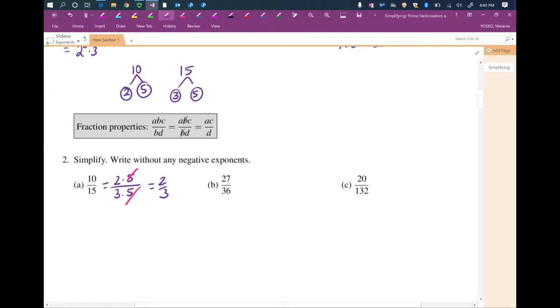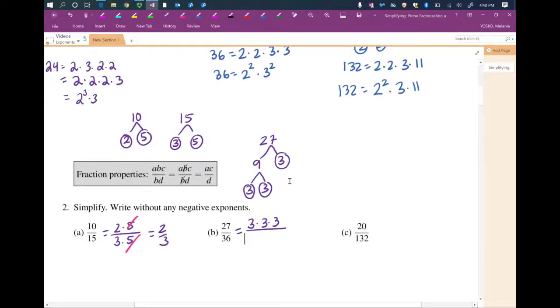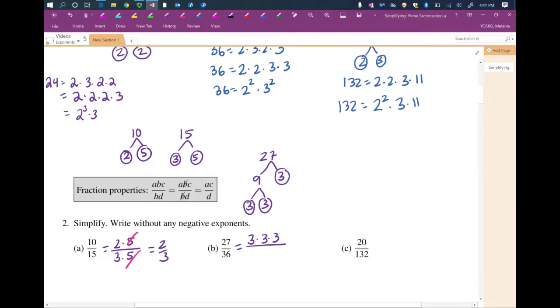Let's do some more. So what about 27 over 36? Well, we didn't factor 27, so 27 is like 9 times 3. 3 is prime, I'm going to circle it. And 9 is 3 times 3. So 27 looks like it's 3 times 3 times 3. And we did factor 36. We did that one up here. That was, let me scroll up just a bit, 2 times 2 times 3 times 3, right?